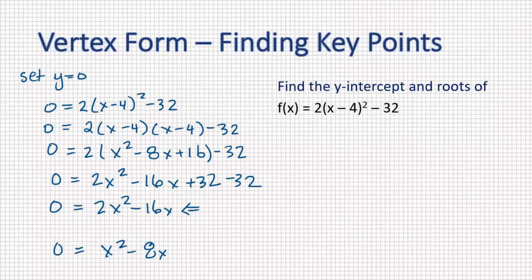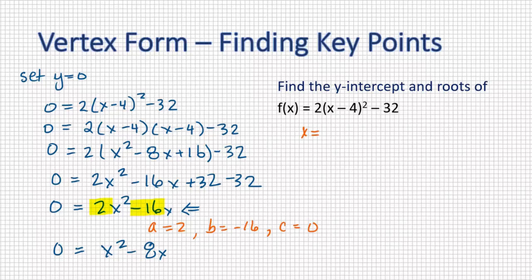All right, so if we need to use the quadratic formula, we need to know the values for a, b, and c. We're in standard form, so the coefficient for x squared is the value for a, and the coefficient for x is our value of b. So a has a value of 2, b has a value of negative 16, and c, and we don't see a constant here, so c has a value of 0.